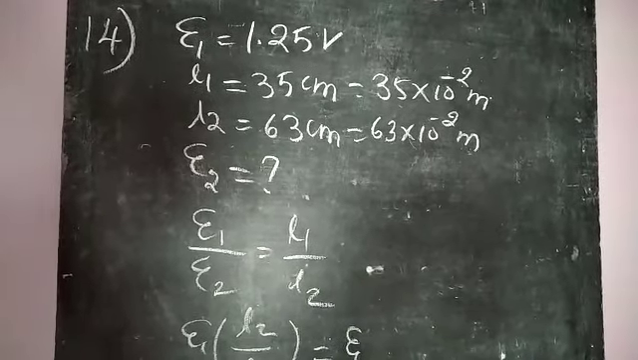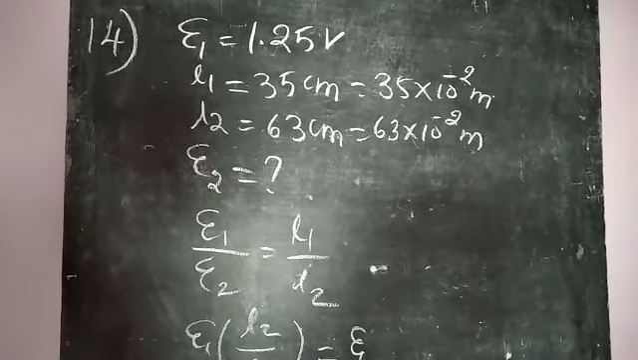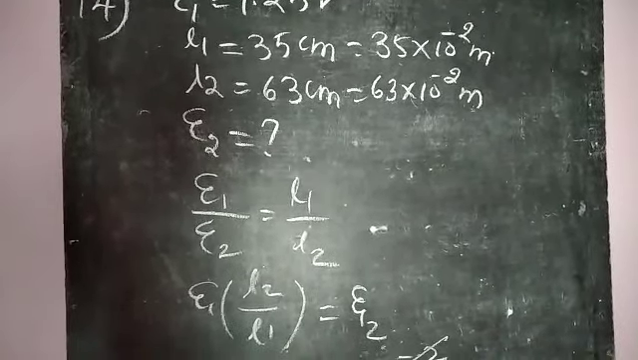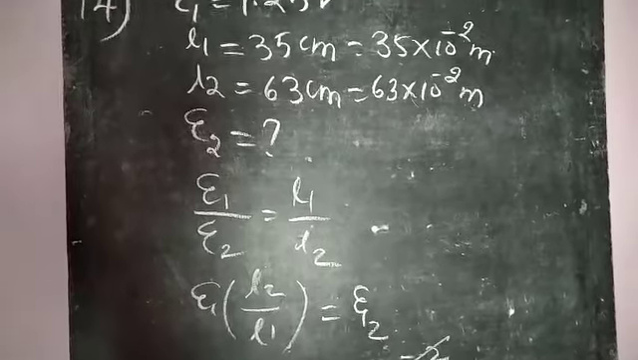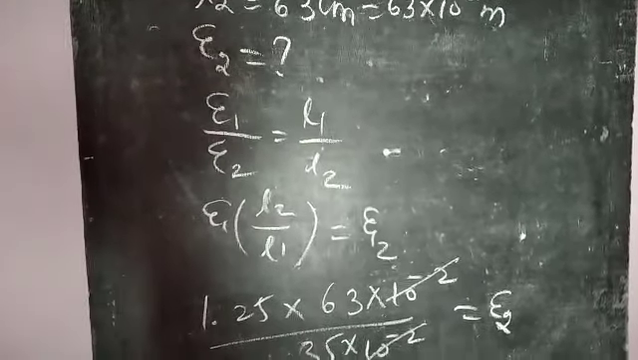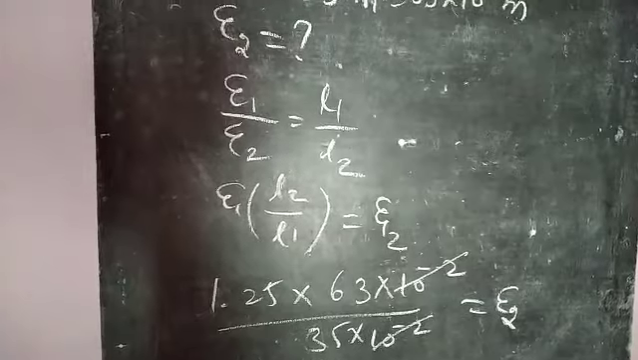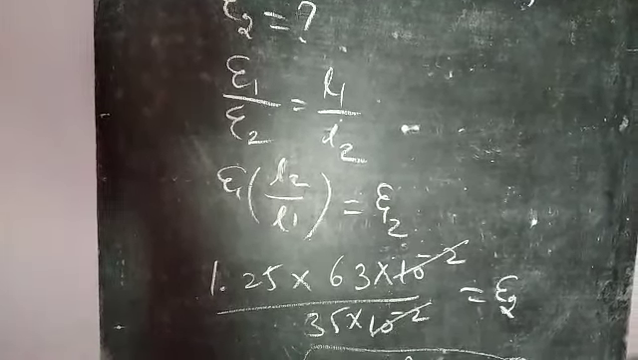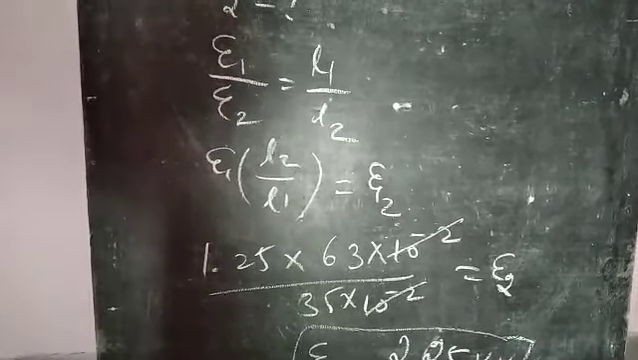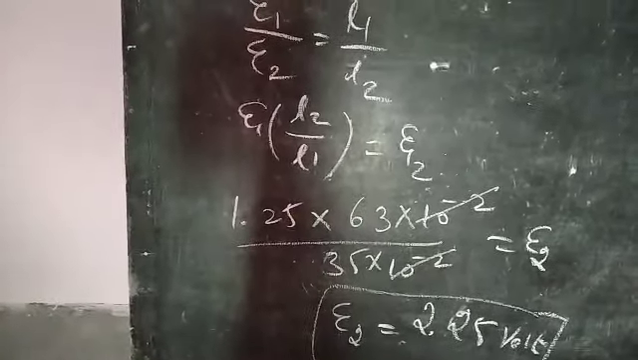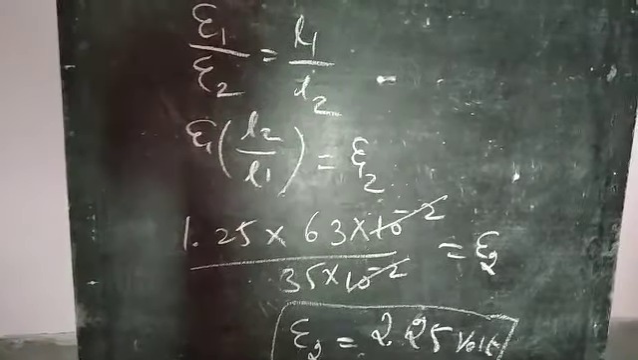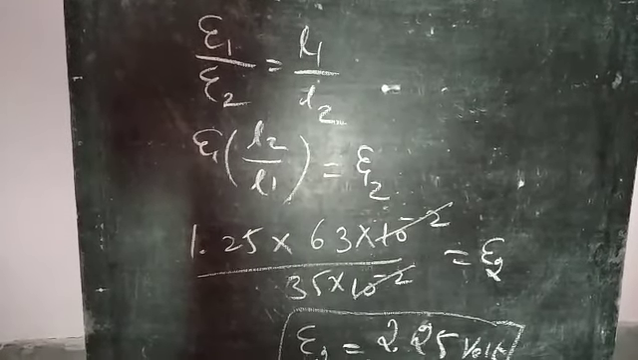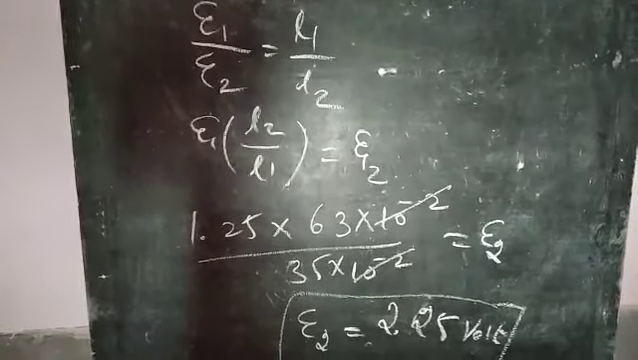So calculate the EMF of cell 2. By using the potentiometer formula, E1 by E2 equal to L1 by L2. Rearrange this equation: E2 is equal to E1 into L2 by L1. Substitute the known values. E1 value 1.25, L2 value 63 into 10 to the power minus 2, L1 value 35 into 10 to the power minus 2. So cancel the 10 to the power minus 2. We obtained E2 equal to 2.25 volt. So the EMF of the second cell is 2.25 volt.